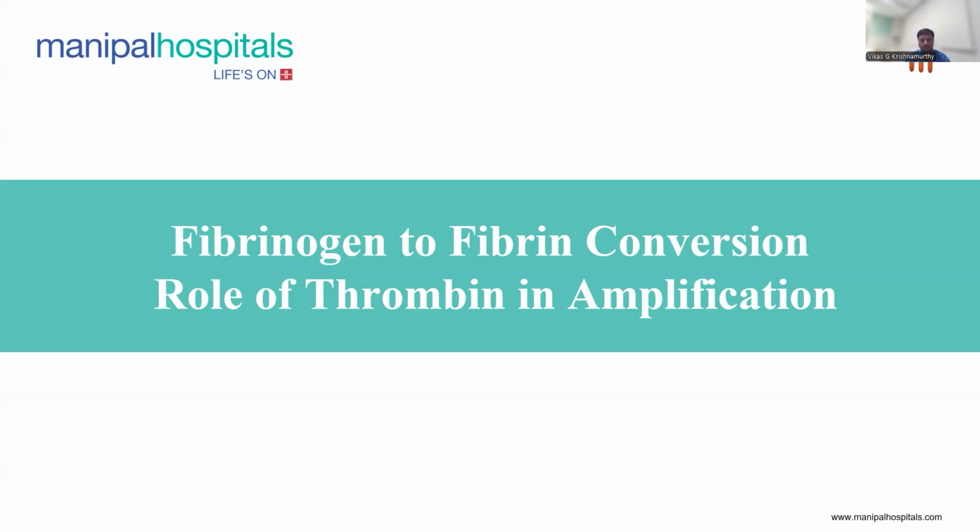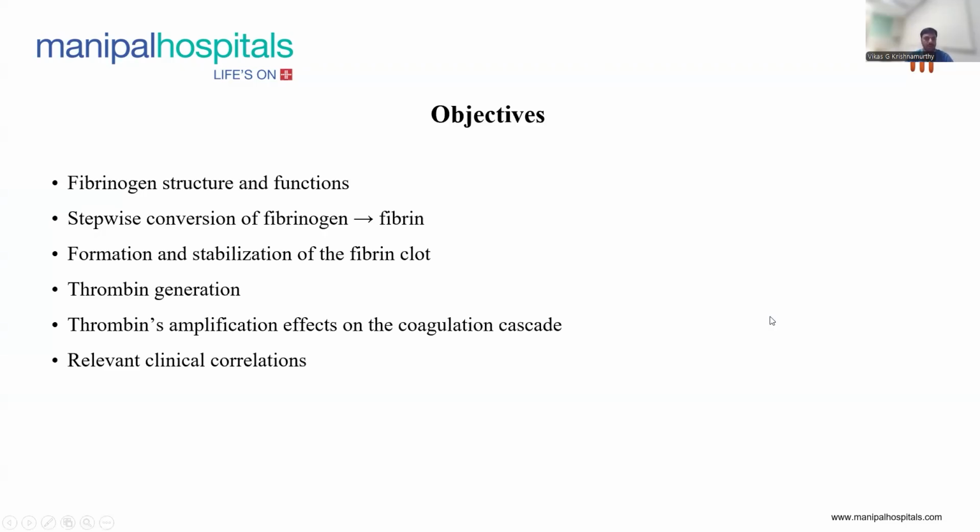So today I'll be discussing the conversion of fibrinogen to fibrin and the role of thrombin in amplification. I'll be discussing in detail the fibrinogen structure and functions and the stepwise conversion of fibrinogen to a stable clot, that is fibrin. And also thrombin's amplification effect on the coagulation cascade and relevant clinical correlations.